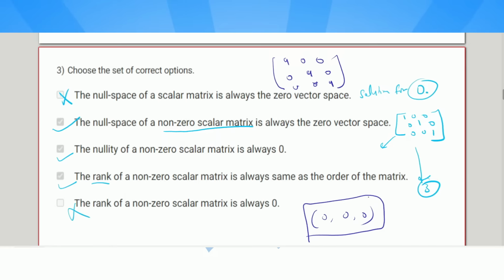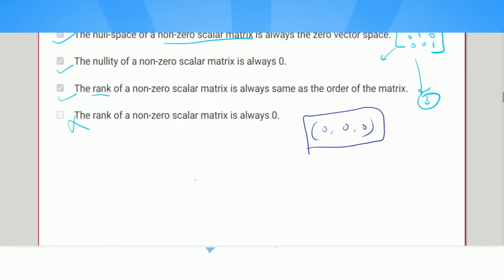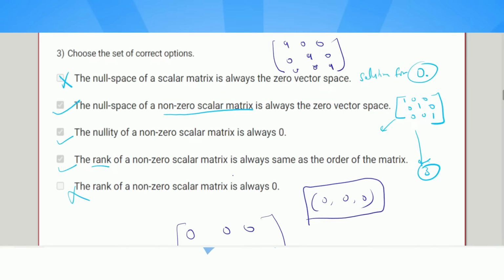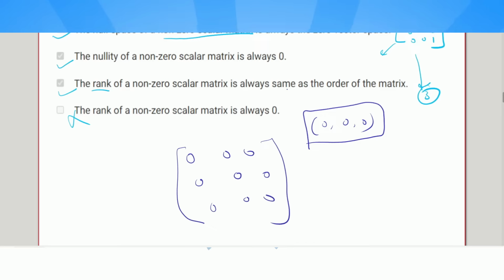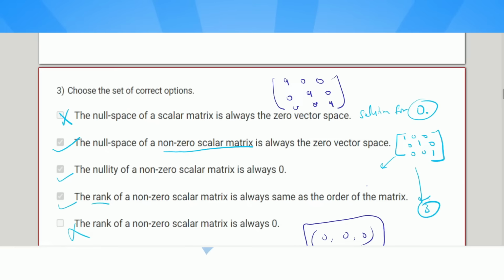No, the scalar matrix can be the zero matrix also. Here it is not mentioned that it is a non-zero scalar matrix. This is also a scalar matrix. For a non-zero scalar matrix, the null space will always be zero. But for the zero matrix, the null space can be anything, 1, 1, 1. So it is not fulfilling this, so this is the wrong option.